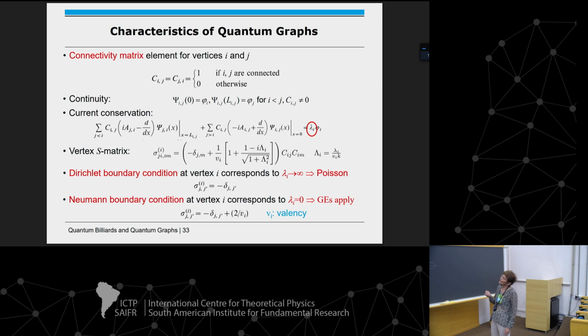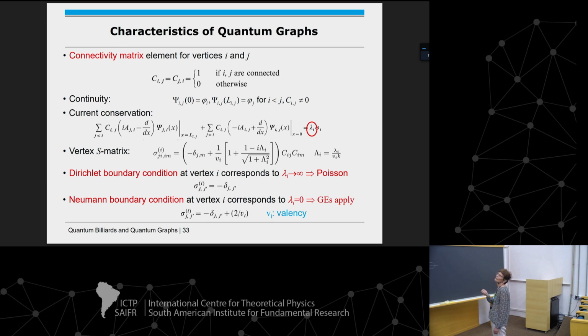Then you have another condition, that's current conservation: the flux coming into a vertex plus the flux going out should be equal to some lambda I times phi I. Lambda I defines the boundary conditions. So these are the two requirements, and now you can derive analytically from these requirements the vertex S matrix using these properties.